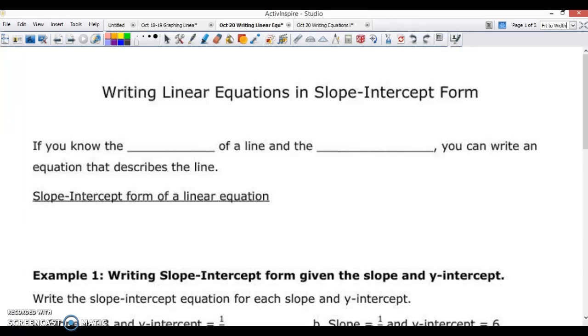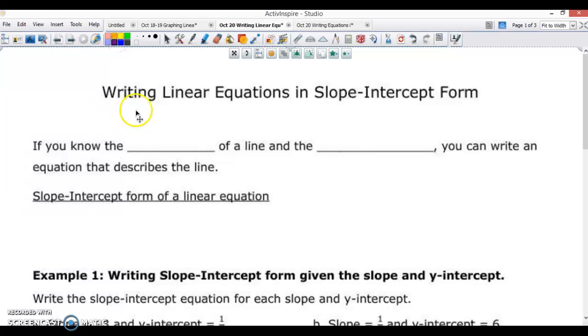Hello, we're back today and we're going to be talking about writing linear equations in slope-intercept form. So yesterday we talked about linear equations and graphing them. Today we're going to be writing the equation that actually goes to the line that's drawn on the graph.